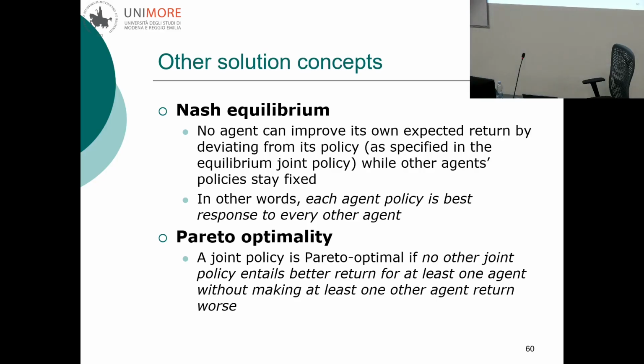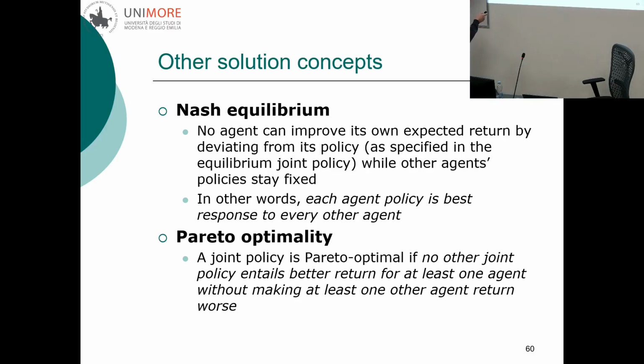A Pareto optimal joint policy instead, a joint policy is defined to be Pareto optimal if no other joint policy, so we are looking this time at the policies all together, so no other combination of policies, can give a better return to at least one agent, they can be more, but at least one, without making at least one other agent worse. This tells us something about the expected return.